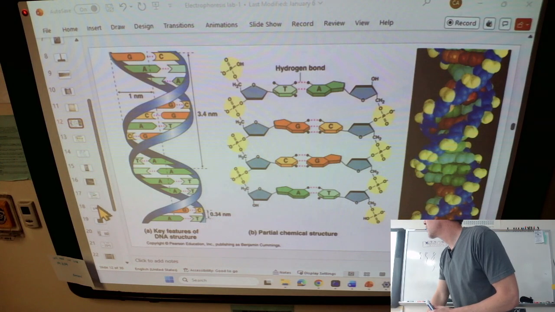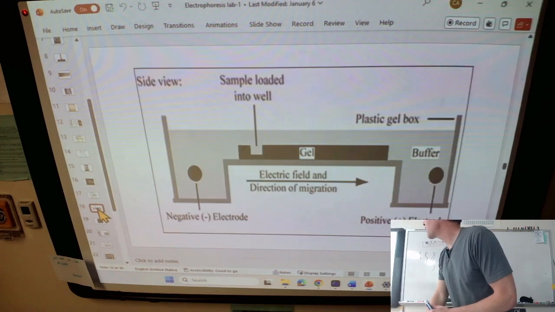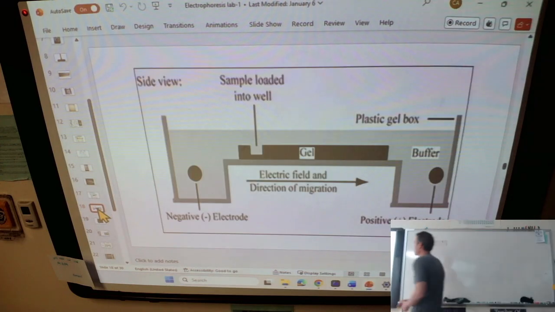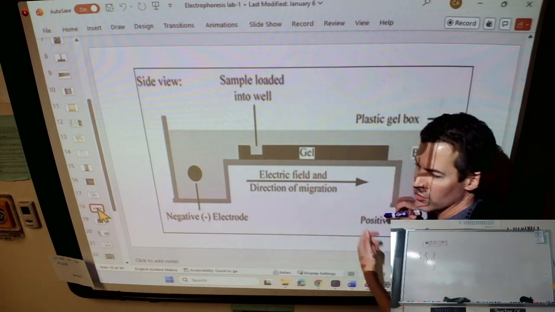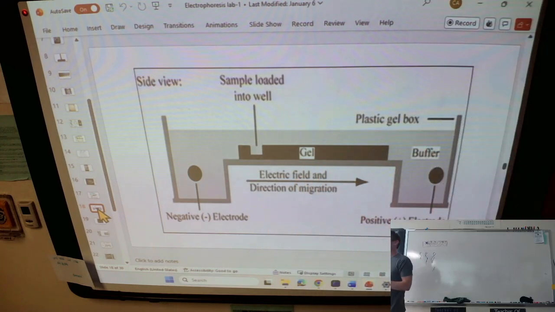So from the side, it looks something like that. I get it to travel through there. Why electricity? Why shock this? Yeah, Caleb.